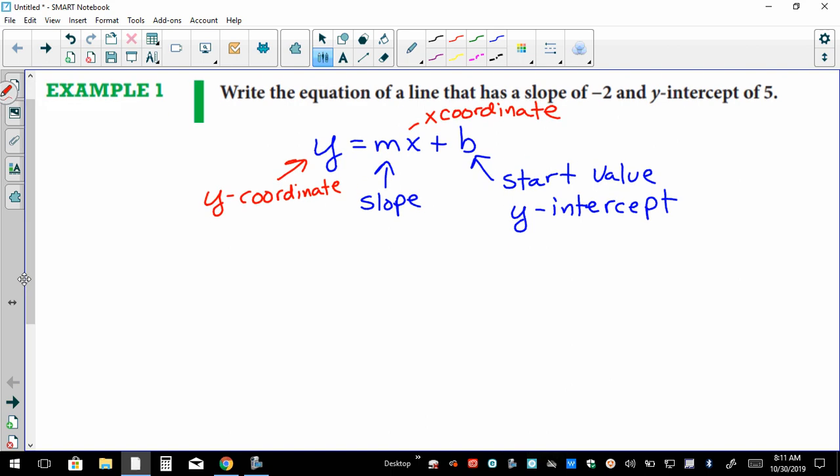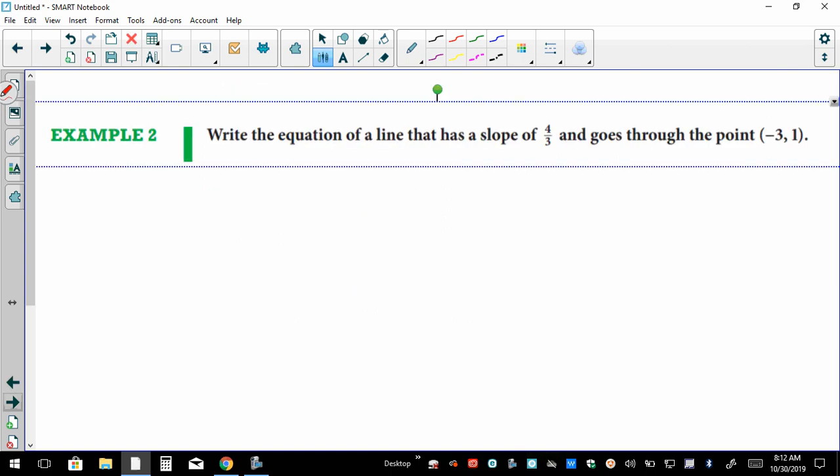So what's the y-intercept here up here? 5. So where does it go? It goes right here. There's my y-intercept, or my start value. How about the slope? What's the slope? Where does it go? Right here. It's a -2. What do I attach to it? Everybody get that? Y equals -2x plus 5, right? Okay. Pretty easy. That's kind of an extension from yesterday.